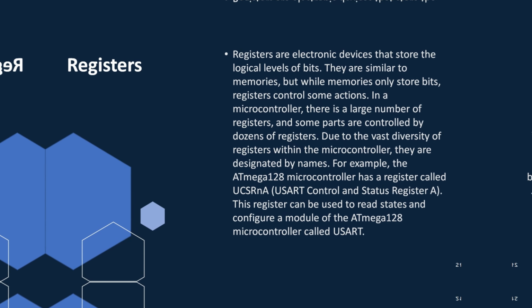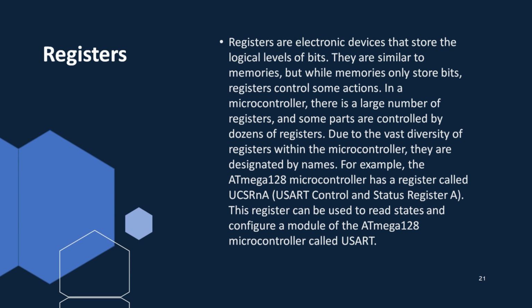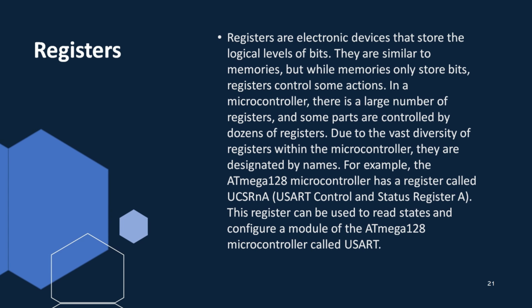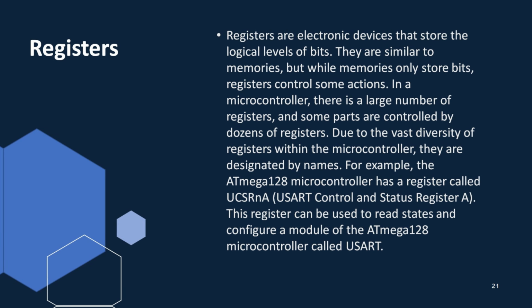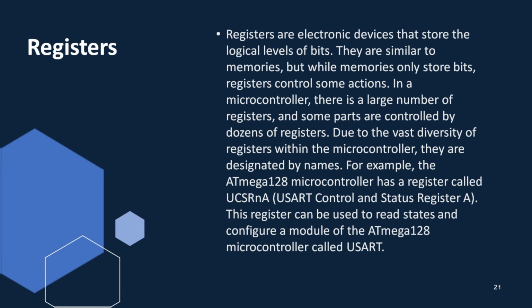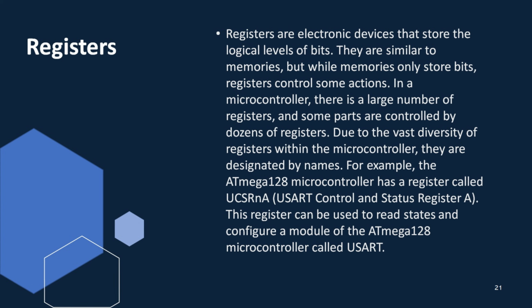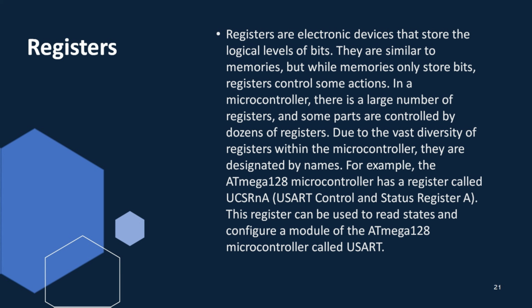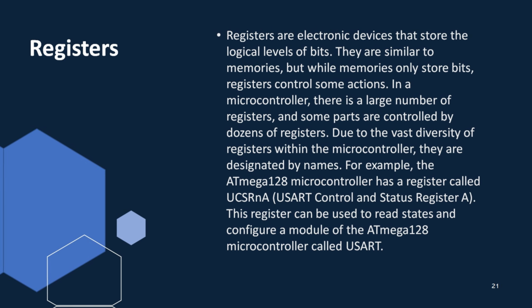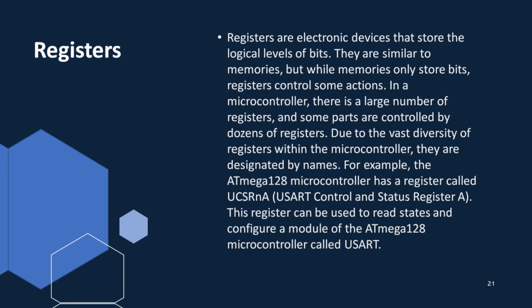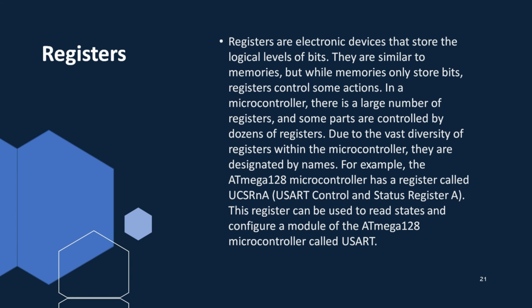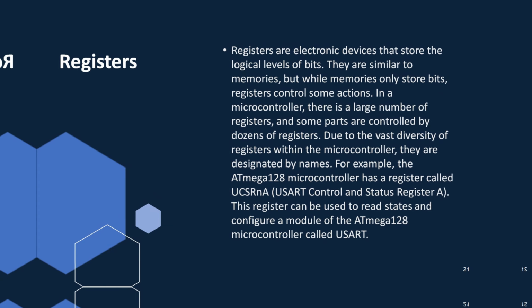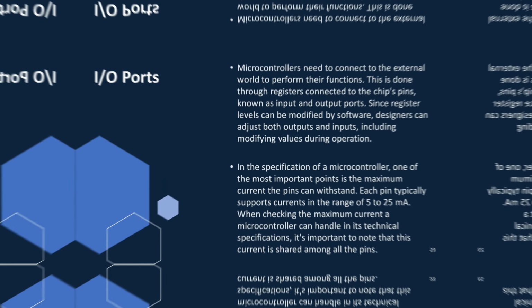Registers are electronic devices designed to store the logical levels of bits. They share similarities with memories, but with a key distinction: while memories solely store bits, registers actively control certain operations. Within a microcontroller, there exists a multitude of registers, with some components being governed by dozens of them. Due to the extensive variety of registers within the microcontroller, they are identified by specific names. For instance, the ATmega128 microcontroller features a register known as UCSRnA, USART Control and Status Register A. This register is employed to both read states and configure a module within the ATmega128 microcontroller known as USART.